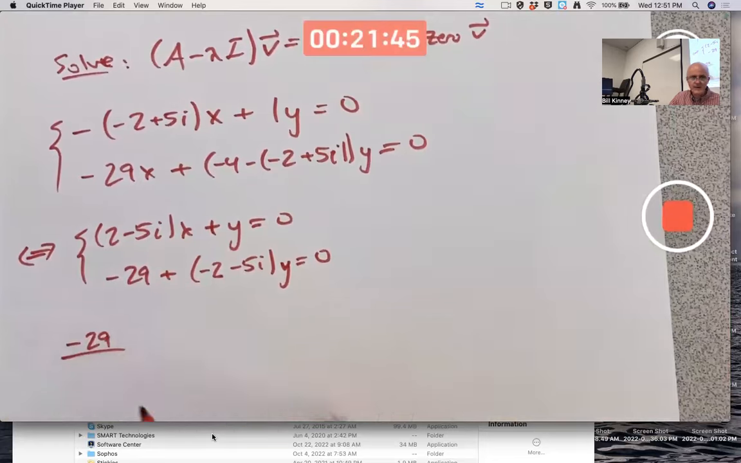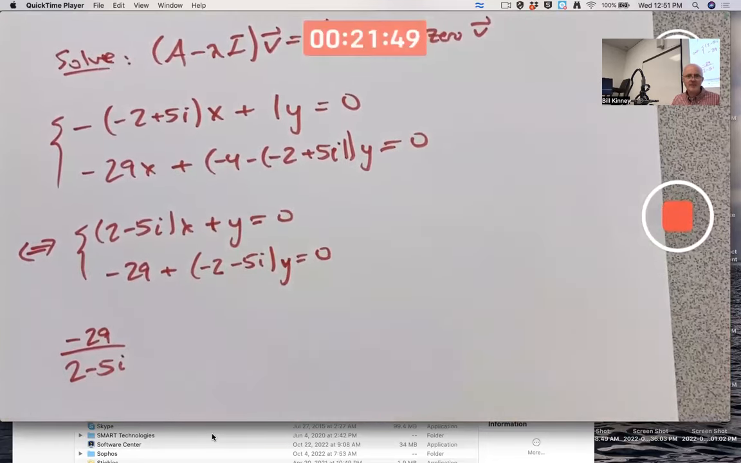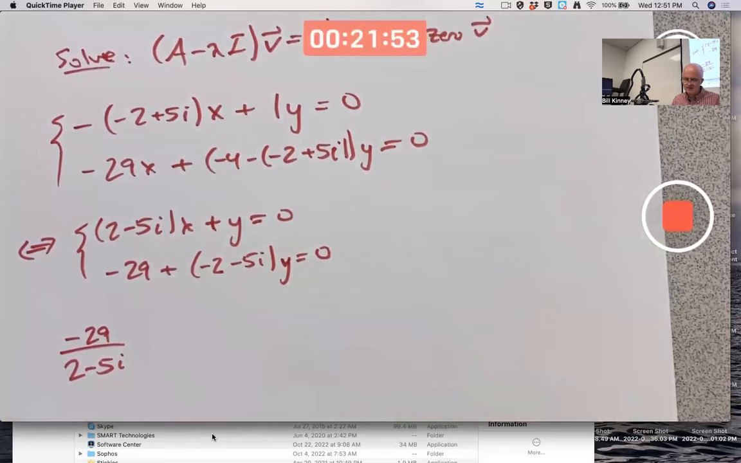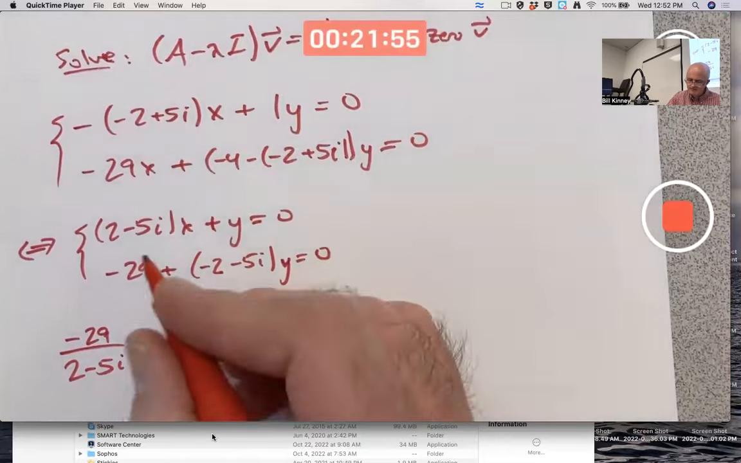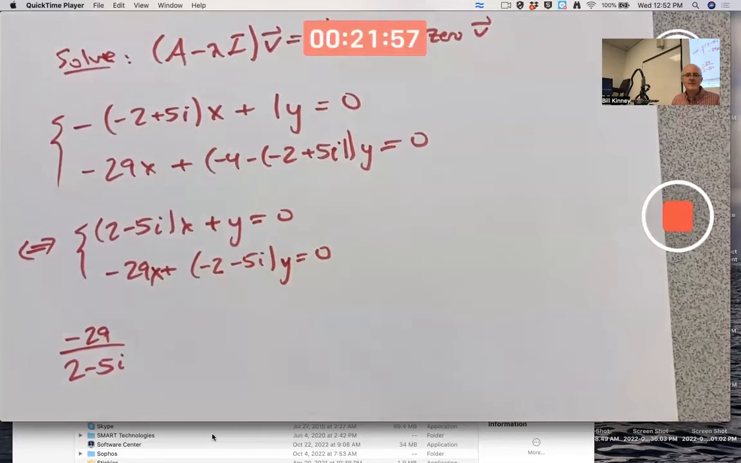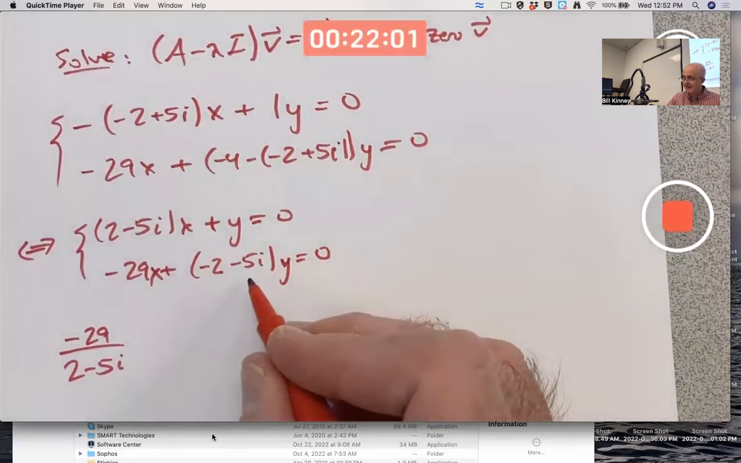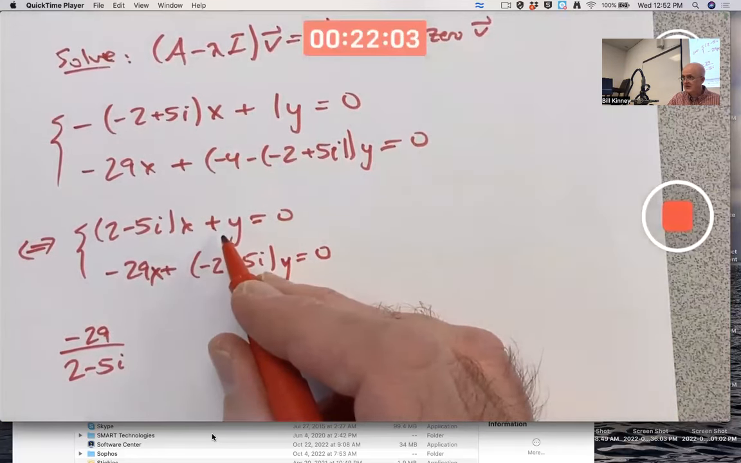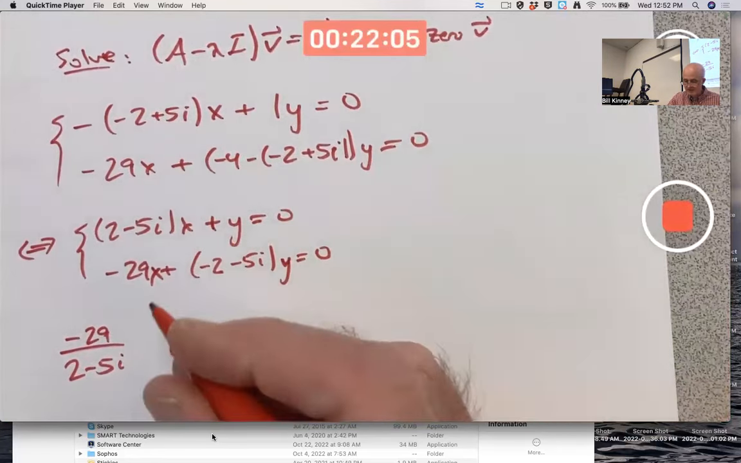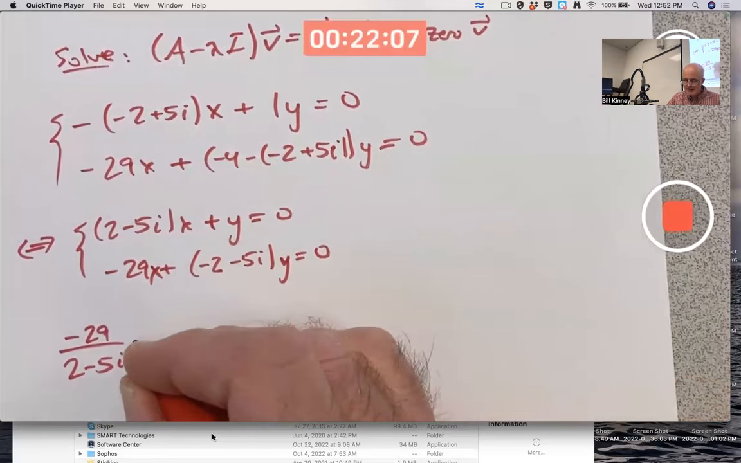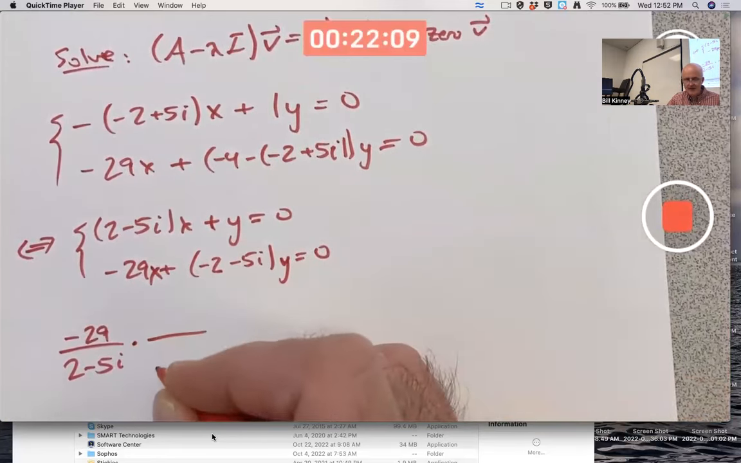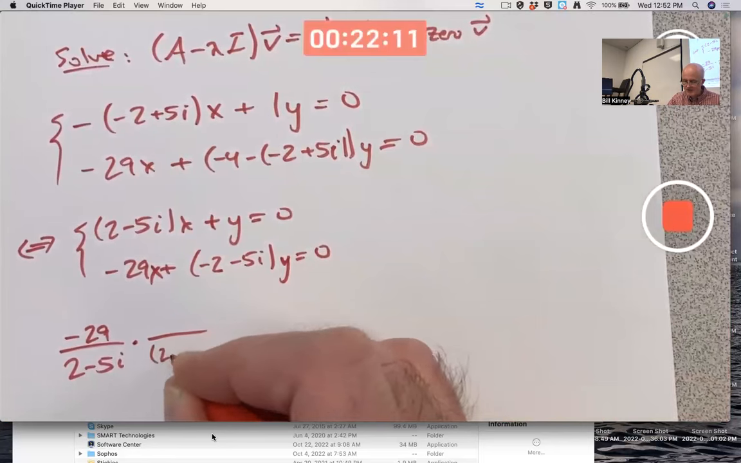Now, if I take negative 29 and divide by 2 minus 5i, if I did not make a mistake, that should be the same as negative 2 minus 5i divided by 1. It should equal negative 2 minus 5i. Hopefully I didn't make a mistake. How do you do this? You do a little trick. You multiply the top and the bottom by the complex conjugate at the bottom.